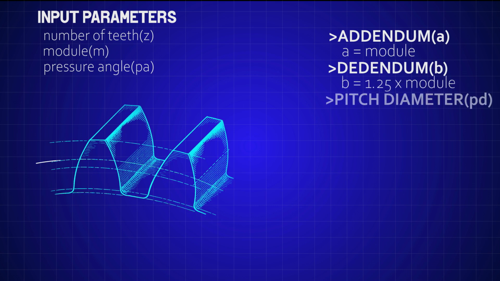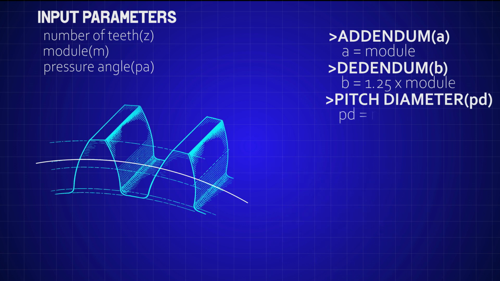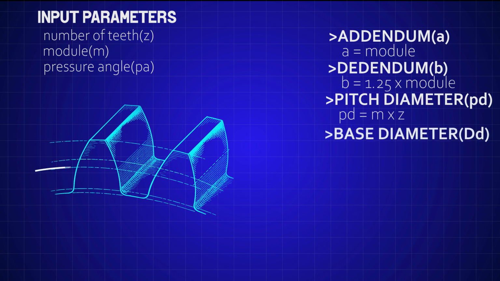Pitch diameter is the diameter of the pitch circle, which represents the primary working circle where effective contact between two meshing gears occurs, and it is calculated as the product of the module and the number of teeth. Base diameter is the diameter of the base circle used to generate the involute tooth profile. It is always smaller than the pitch diameter, and is calculated as pitch diameter multiplied by the cosine of the pressure angle.